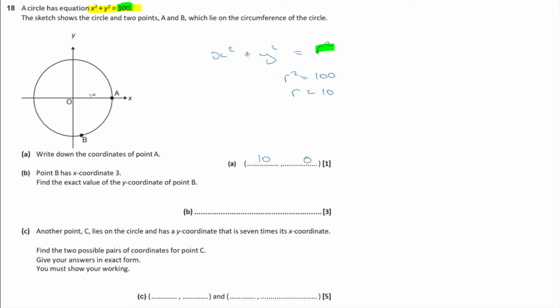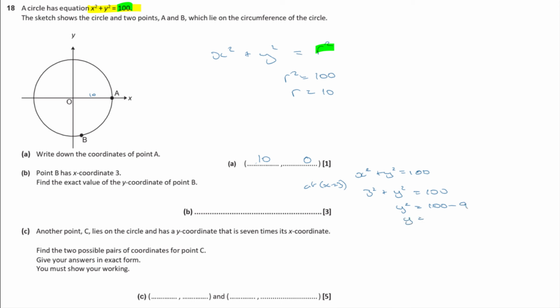Okay. Point B has x coordinate 3. Find the exact value of the y coordinate of the point B. Okay. Well, if we want to know the y coordinate given the x coordinate, all we've got to do is sub it into the equation and find it out, don't we? So I know if x is 3, then x squared plus y squared equals 100 at x equals 3. I'm going to get 3 squared plus y squared equals 100. In other words, y squared is going to be 100 minus 3 squared, which is 9.